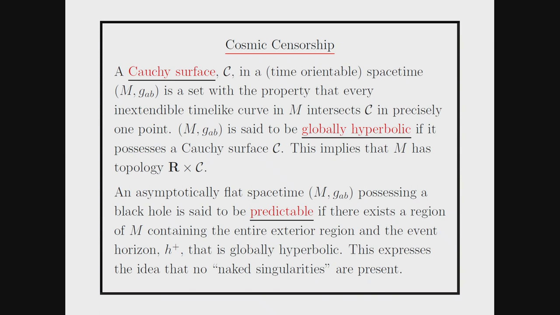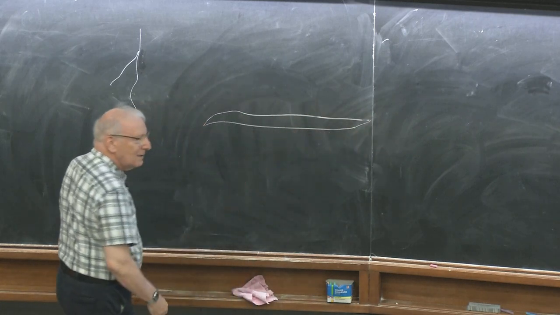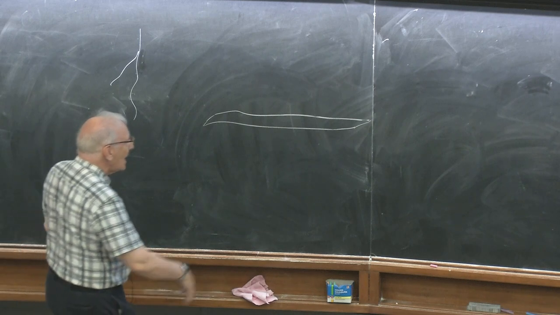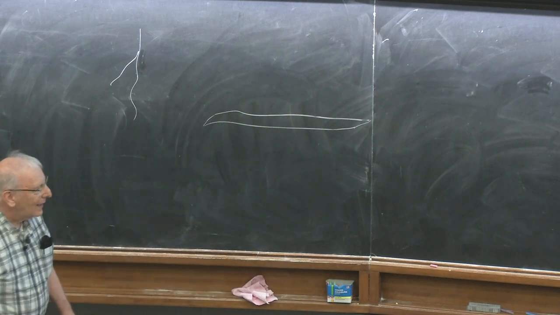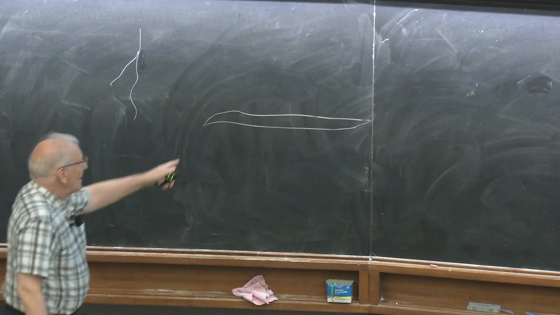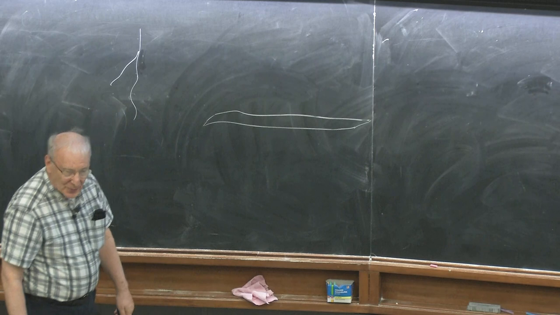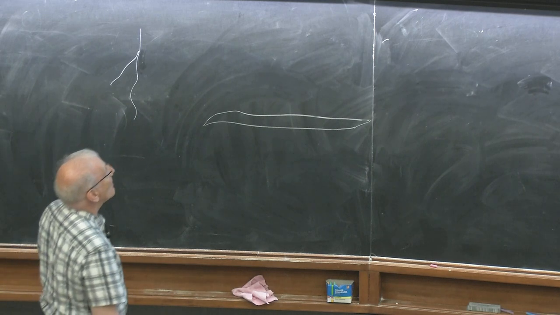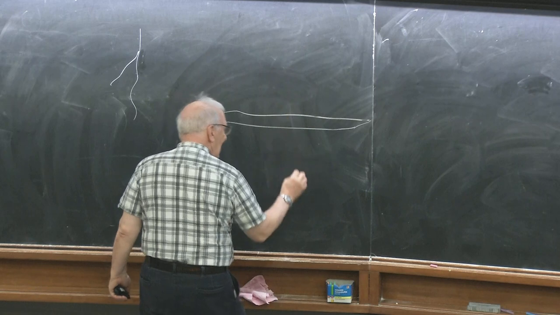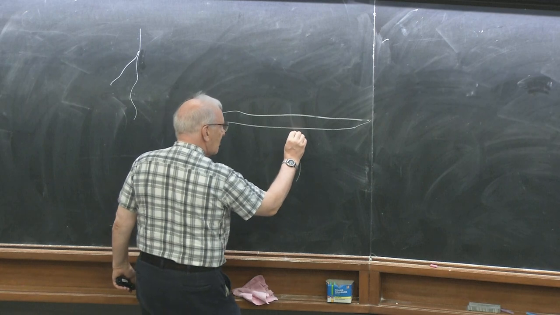So a Cauchy surface, by definition, it'll have to be a three-dimensional surface, and it has to be achronal. It could be null as well as space-like, but let me consider a space-like surface. So again, this is a space-time diagram here. So if this is the space-time, what I've drawn here will be said to be a Cauchy surface if it has the property that if I take any inextendable time-like curve, it has to be inextendable in the past as well as the future.